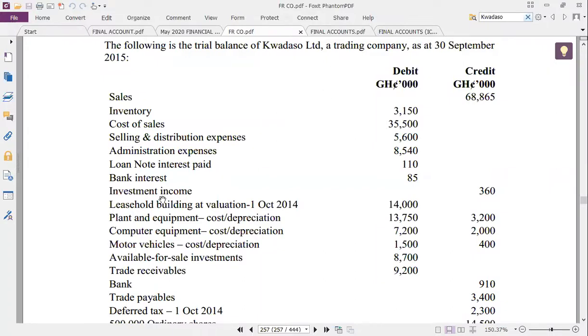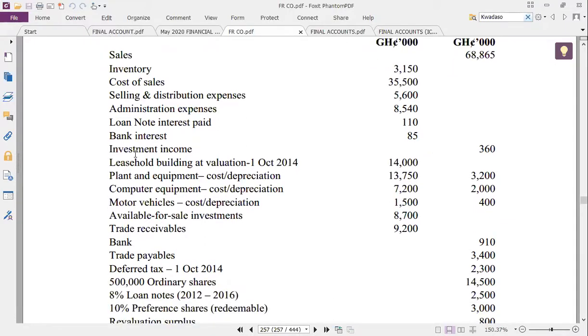Good. So the building value is what? Leasehold building at valuation 14,000. Have you seen that one? There's no accumulated depreciation because they just did a valuation last year. Good. So 14,000, depreciation based on the 14,000.